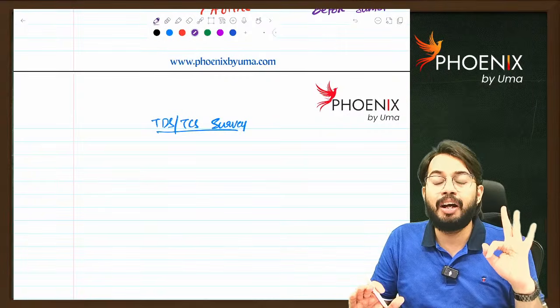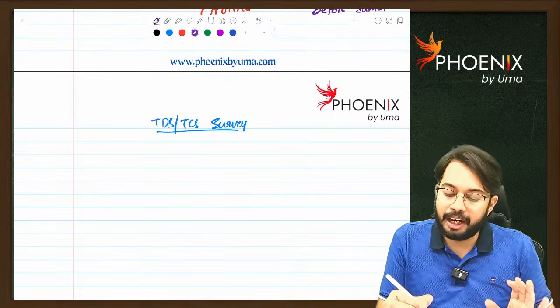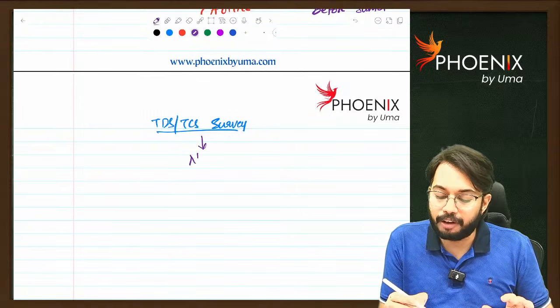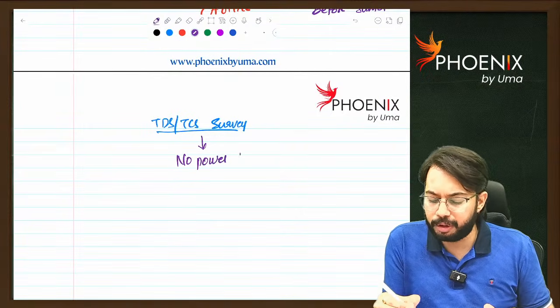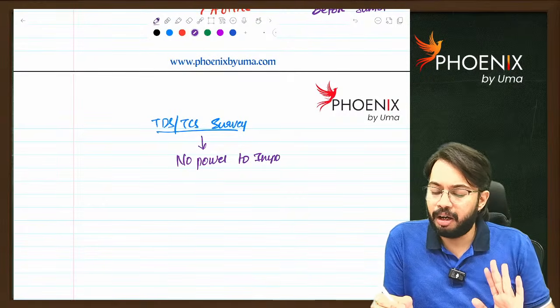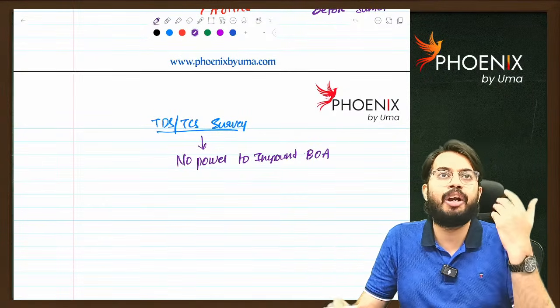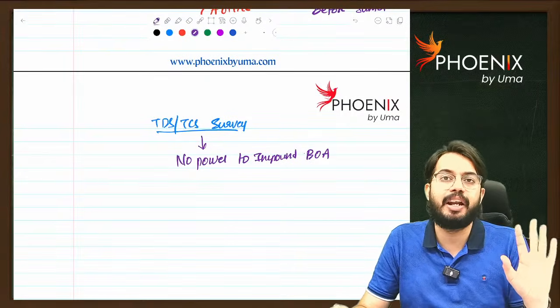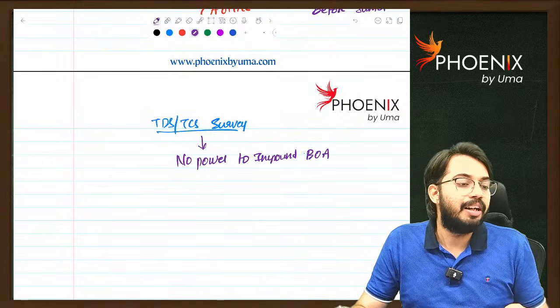whether TDS return was properly filed or not. Under TDS TCS survey, they have no power to impound books of accounts. They cannot verify assets. They cannot verify cash. They cannot verify inventory. They can only do inspection of TDS and TCS particulars.